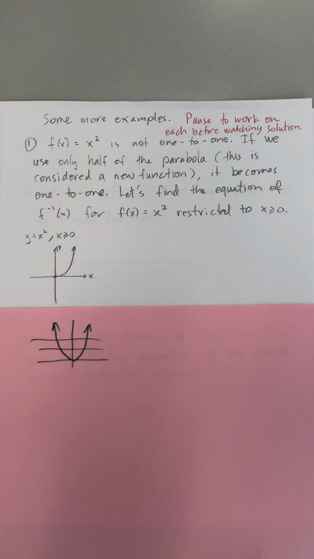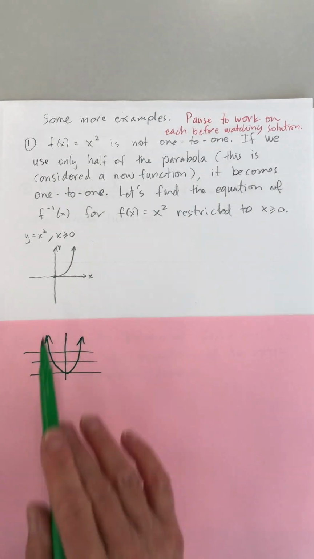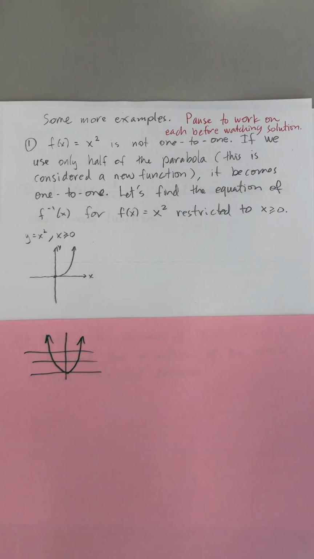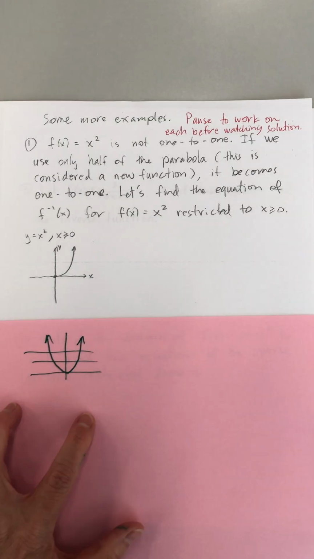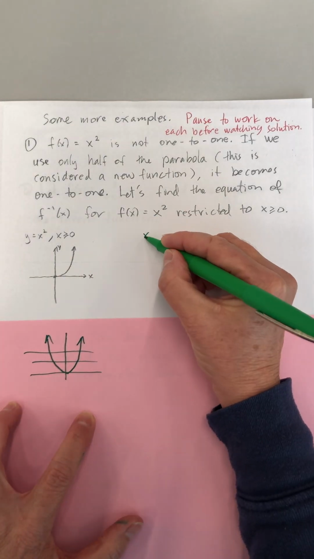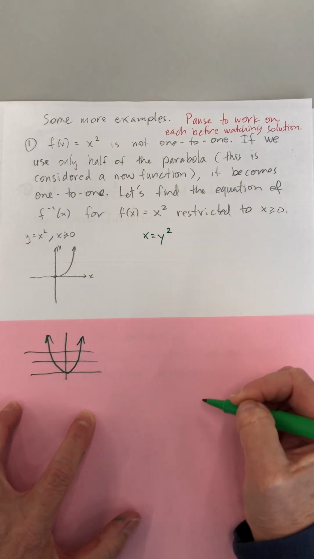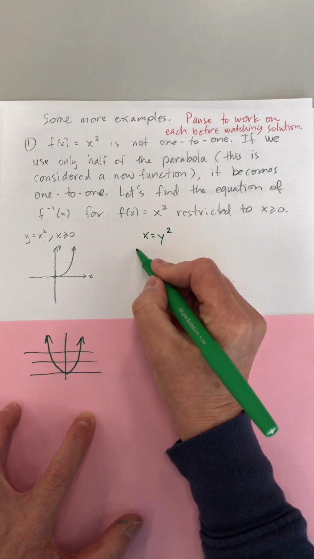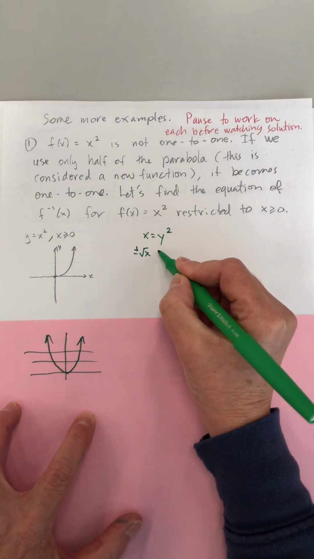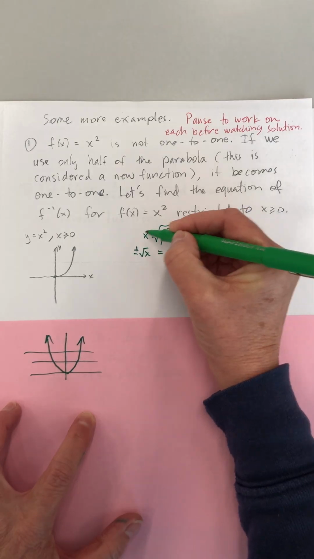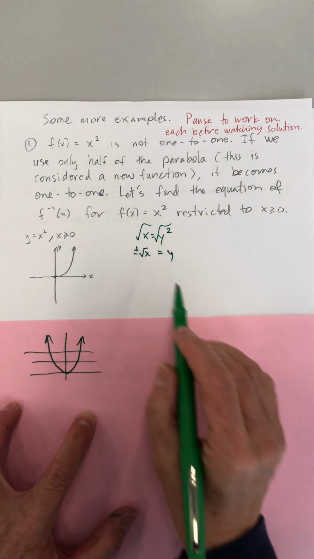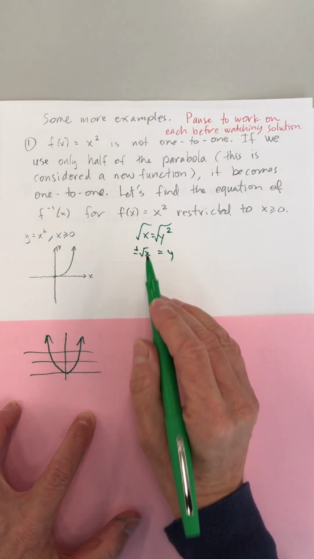Okay, so this is what the graph looks like. y equals x squared if x is bigger than or equal to 0. If you haven't already pressed pause and tried it, go ahead and do that now. Okay, so we're going to switch x and y. We get x equals y squared. We need to solve for y. So here we have plus or minus root x equals y if we take the square root of both sides. You have to remember to put the plus minus when we take the square root.